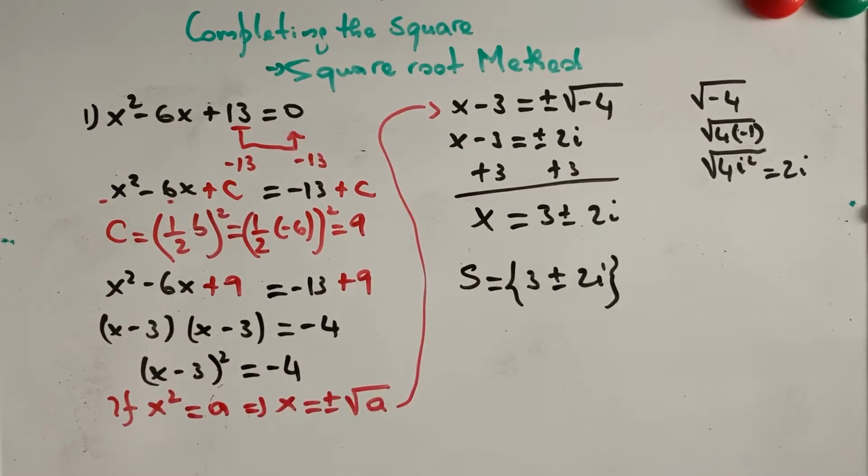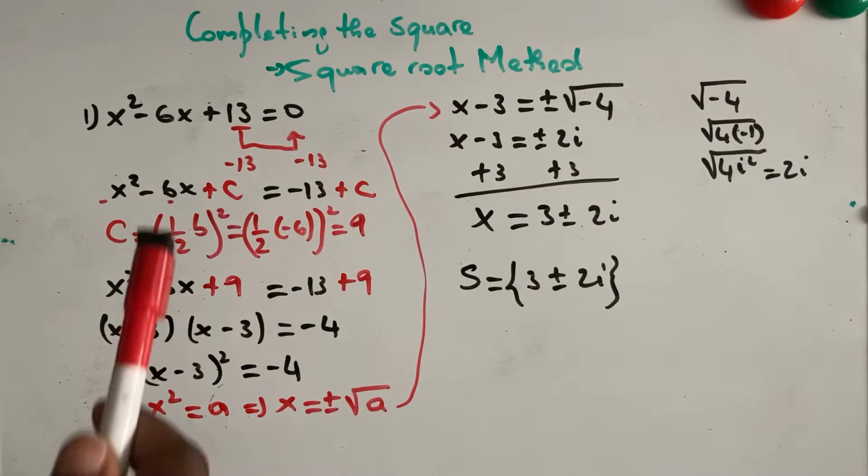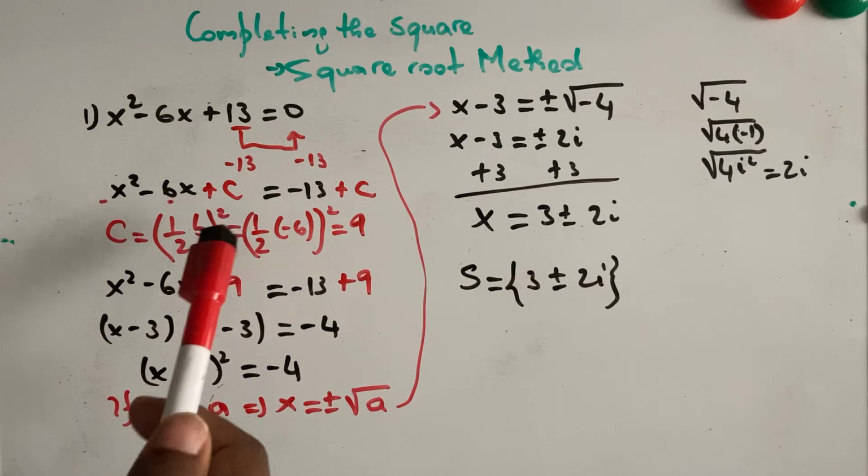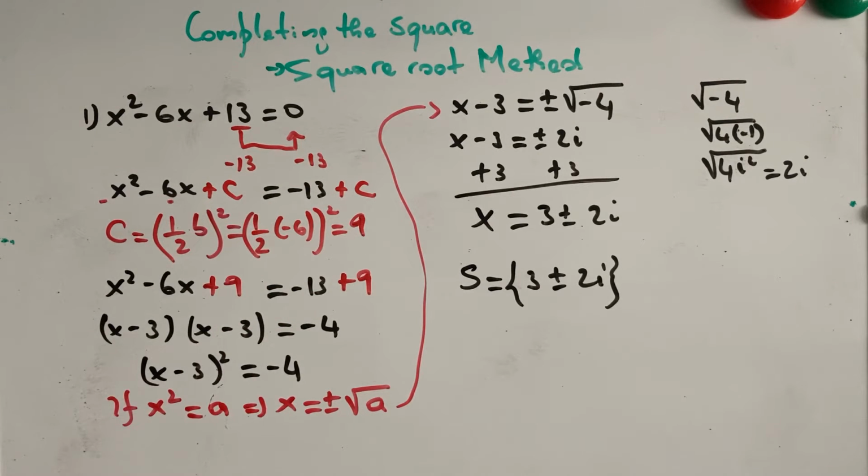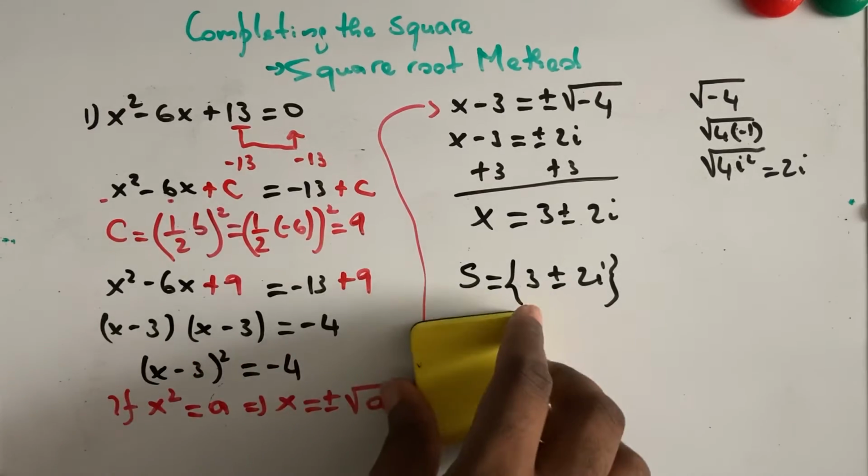So this is how you solve a quadratic equation by completing the square. You first need to get the value that will complete the square, then you use the square root method. And your final answer, as in this case here, is 3 plus or minus 2i. Okay, let's try to see if we can solve another one.